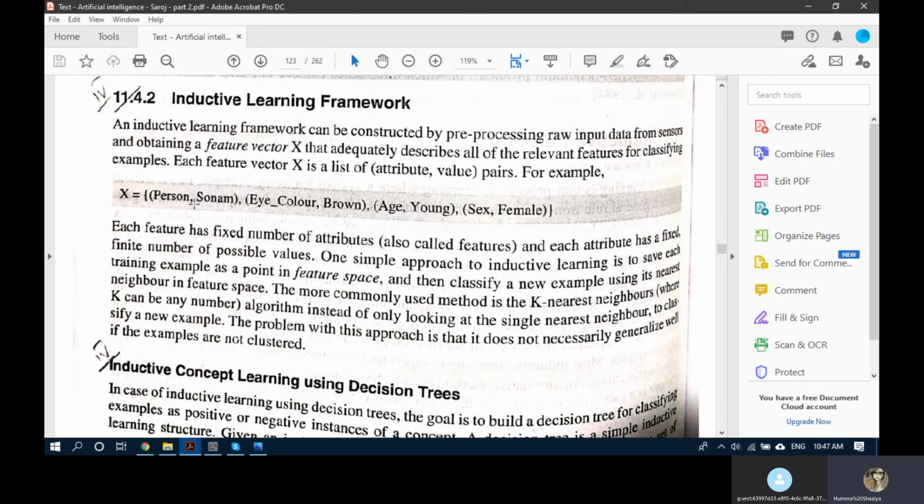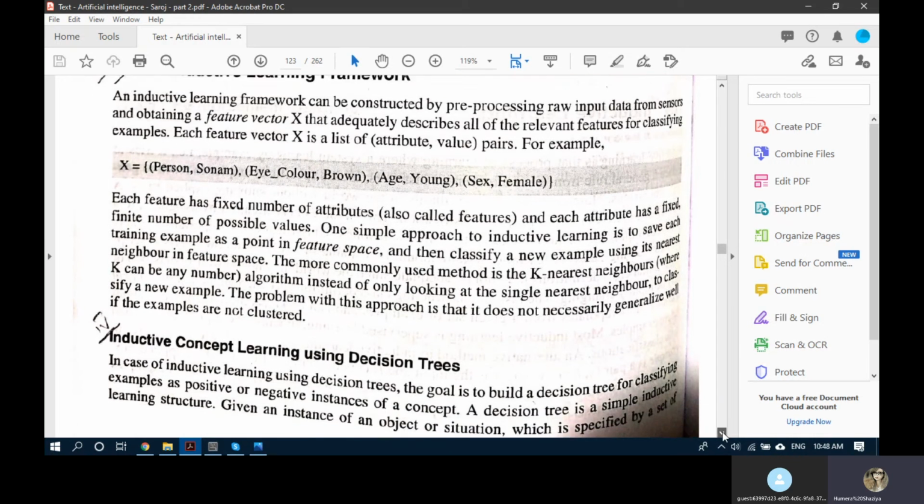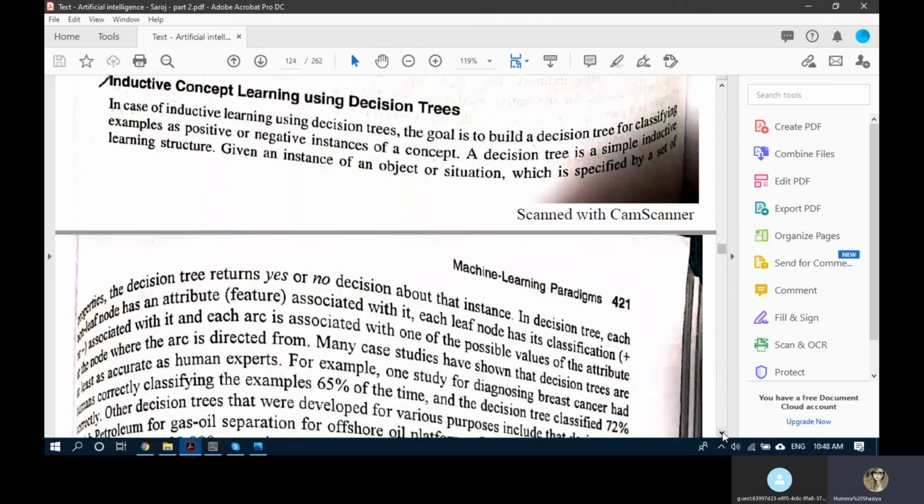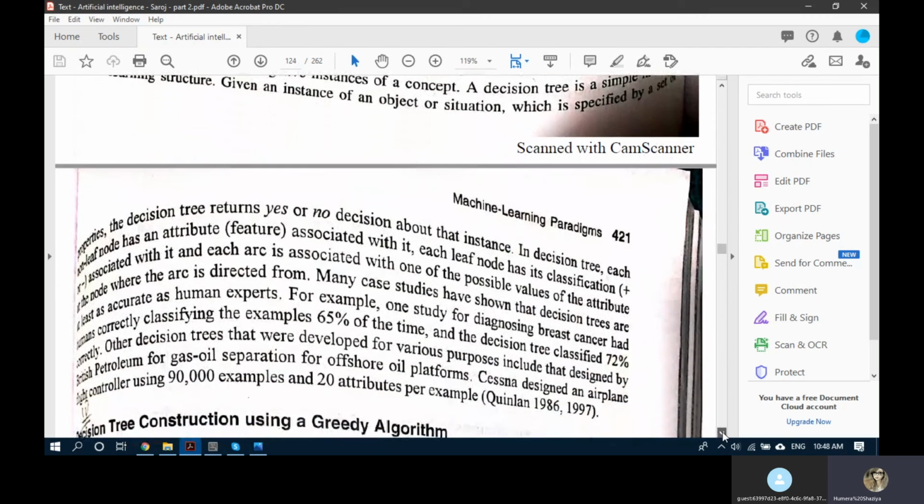For instance, here, for one particular data instance X, the name of the person is Sonam, the color of the eye of Sonam is brown, and she is young and she is female. These are the features, and you have created attribute value pairs out of these features. Inductive learning is all about generating knowledge about the data set.